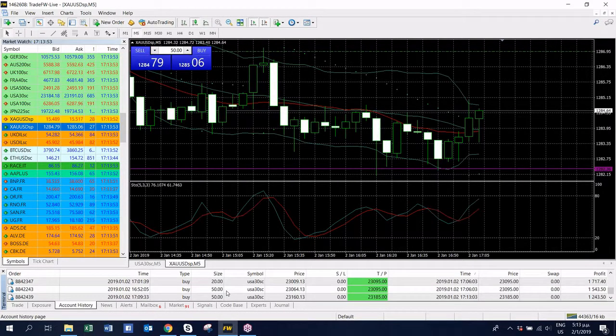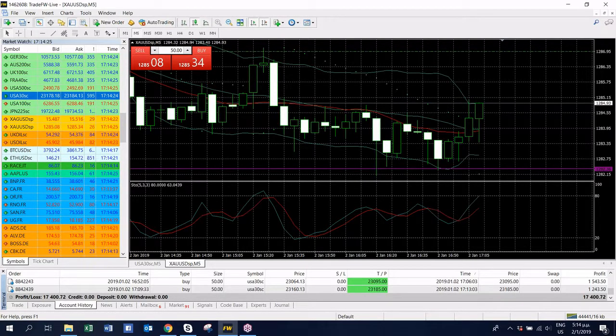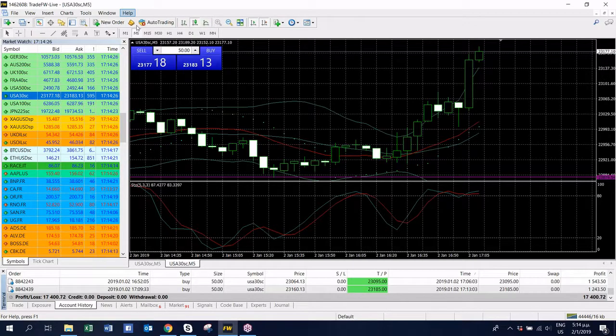We hit another take profit. Ching ching! On USA 30, we hit $1,200. We increased our profits to $17,400, and we needed for this trade just 4 minutes. Within 4 minutes, we made $1,243. Just have it in mind. The trade on USA 30 is really nice. Let me see if we can go here even more.